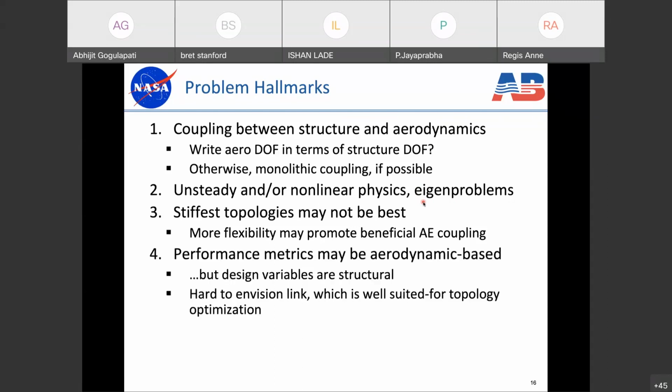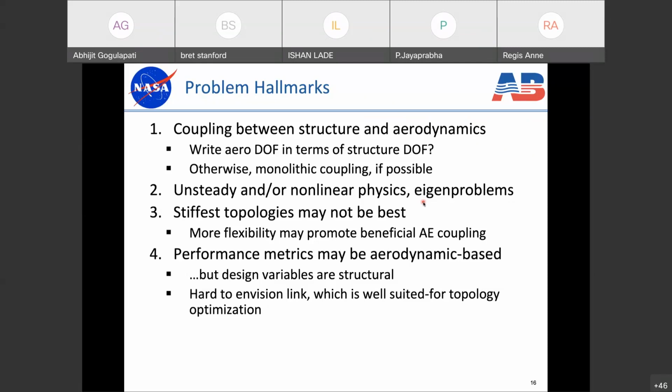So that's a key feature. The fourth feature that I want to talk about is this idea that the performance metrics that we care about could be aerodynamic based. Maybe we're trying to minimize drag, something like that. But the design variables are all structural, right? The topological design variables. And so the link between our output, which are our constraints in the objective function, and the input, which are the design variables, crosses over that disciplinary divide between aerodynamics and structure.